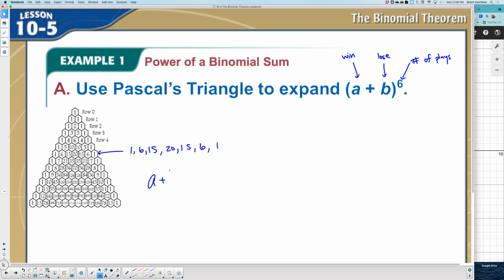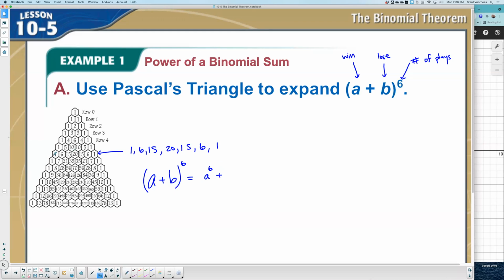A plus B to the 6th power. If you multiplied all that out, you would have 1 A to the 6th power. Technically, it's B to the 0. You don't need to write that part, nor do you need to write the 1. So for that reason, I'm going to now erase it. You would have one of those because it starts with a 1.